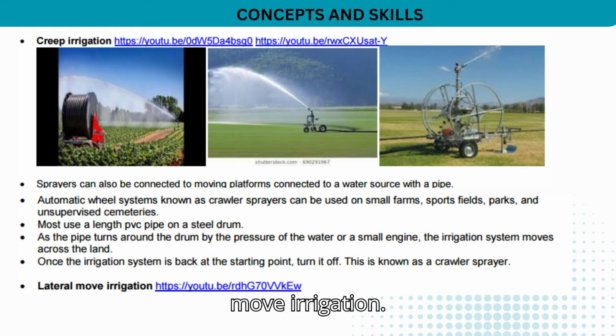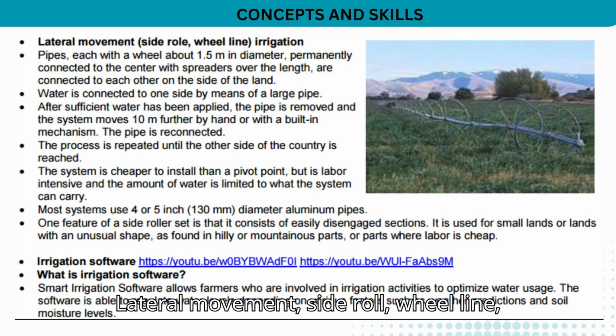Lateral move irrigation. Lateral movement, side roll, wheel line irrigation. Pipes, each with a wheel about 1.5 m in diameter, permanently connected to the center with spreaders over the length, are connected to each other on the side of the land. Water is connected to one side by means of a large pipe.